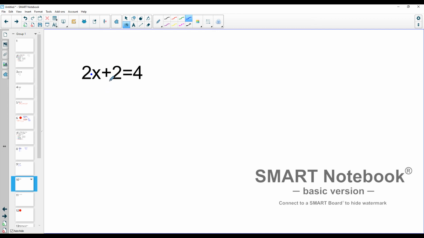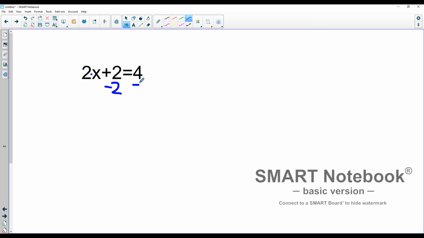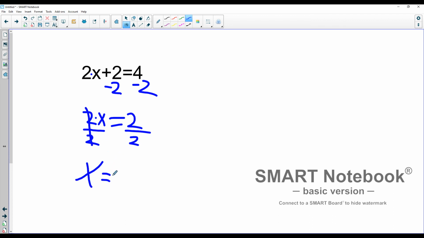So to get rid of plus 2, we subtract 2. So we'll have 2x is equal to 2. Now again, this is 2 times x. So the opposite of multiplying by 2 is dividing by 2. And if we remember, we can use a fraction to represent division. So this is saying 2x divided by 2, the 2's cancel, left with x. Over here, we have 2 divided by 2, which they cancel, and leaves me with 1.